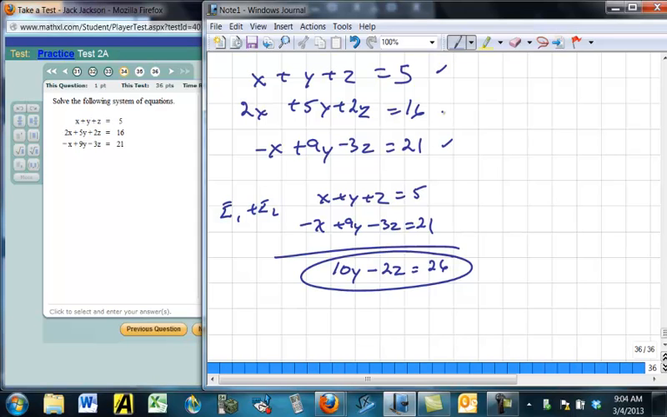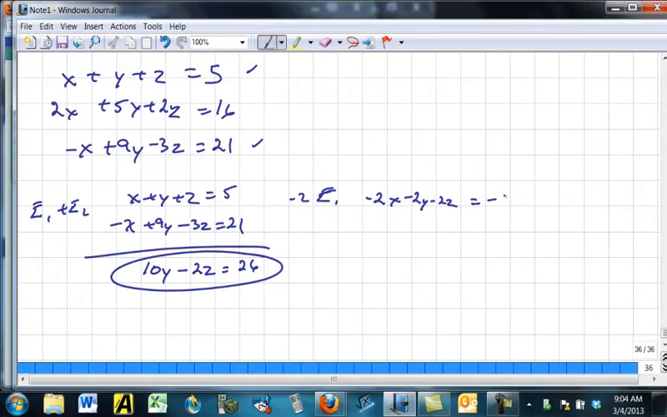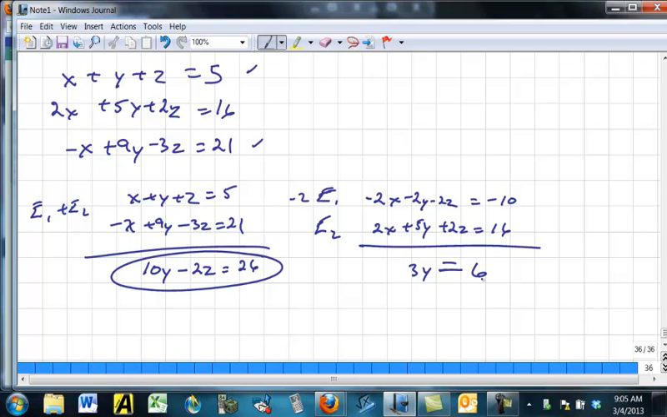the x. So let's see, I use the first equation, multiply equation 1 by negative 2, and get negative 2x minus 2y minus 2z equals negative 10. And I'm going to add to that equation 3, 2x plus 5y plus 2z equals 16. Now when I add these together, I get 3y. Look at that, the z's eliminated too. Equals 6. So we got a bonus there. We actually were able to figure out y from this.